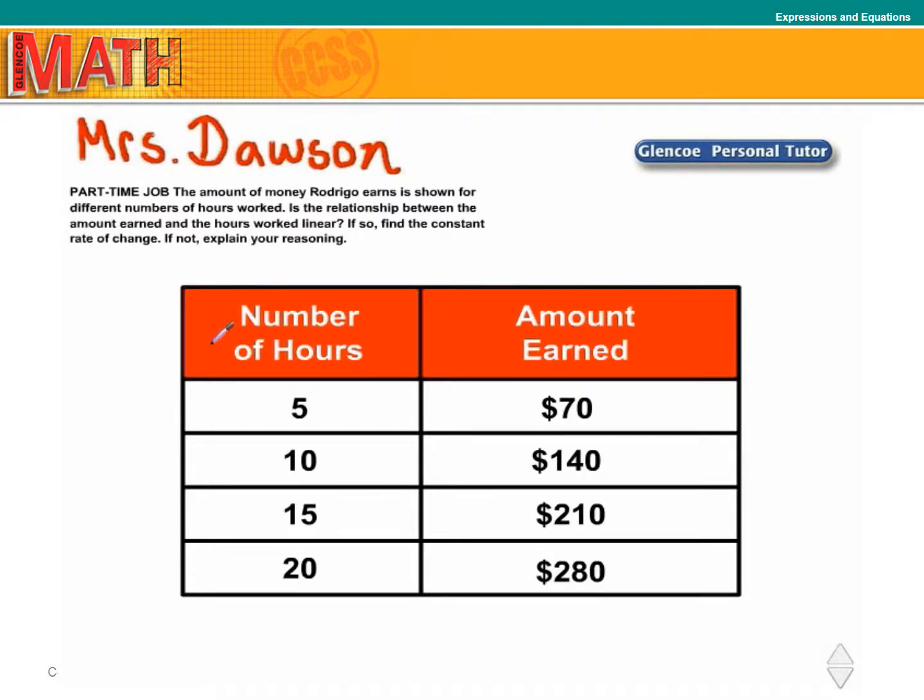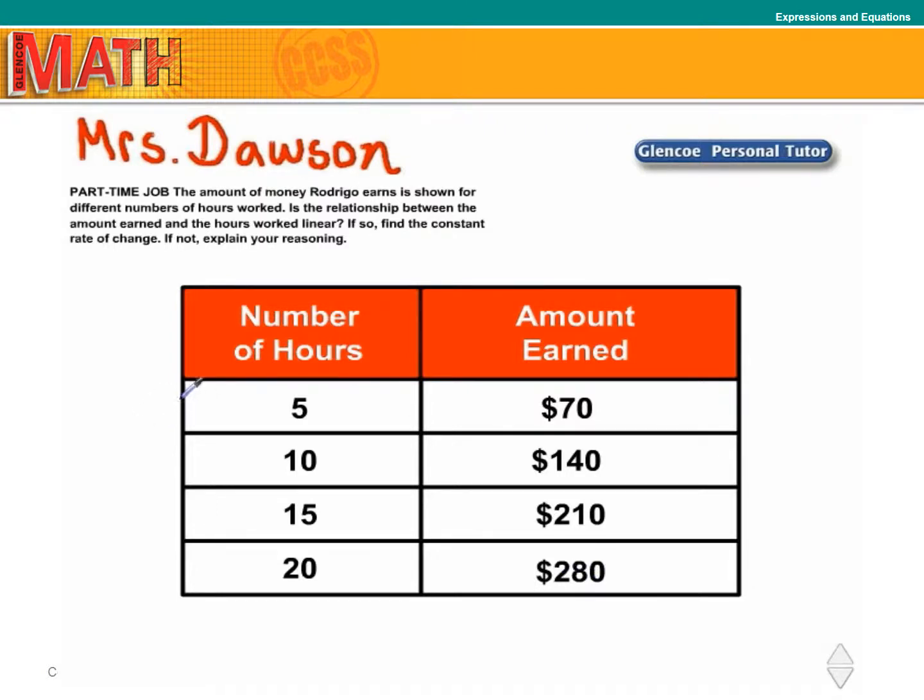Let's investigate what's in the table. We see that if Rodrigo works 5 hours, he earns $70. 10 hours, he earns $140. For 15 hours of work, he'll earn $210. And for 20 hours of work, he'll earn $280.